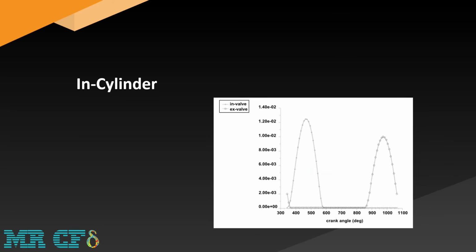In this plot, you can see the diagram of changes in the lift of the inlet and outlet valves according to the crank angle. As the graph shows, the value is 0 when the valve is fully closed, and the maximum value is when the valve is fully open.